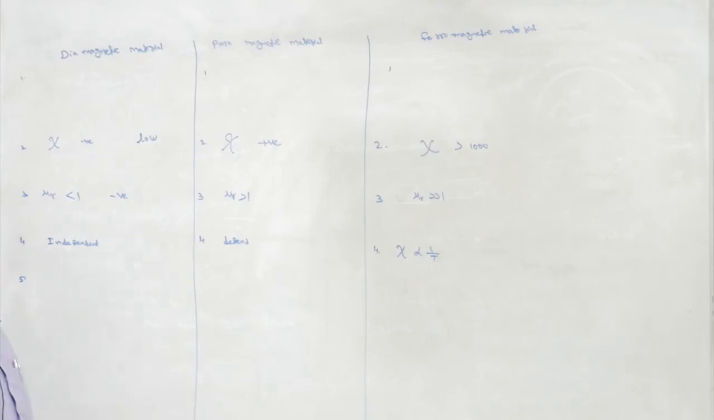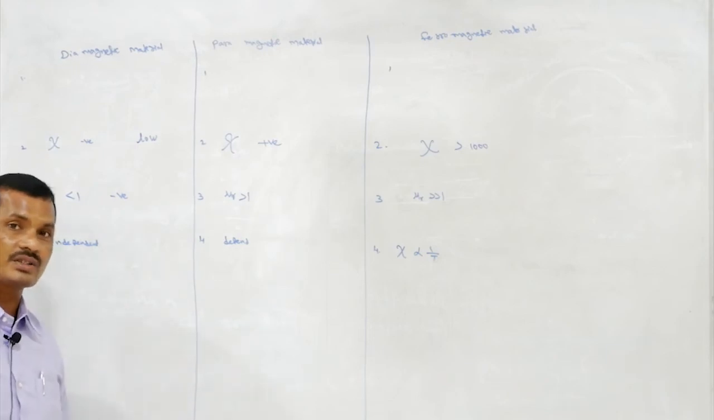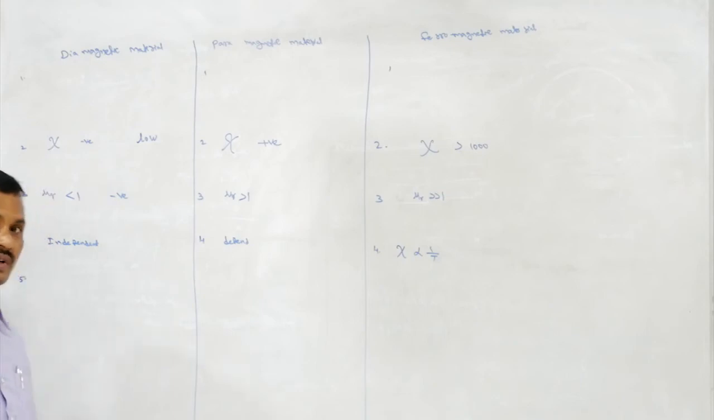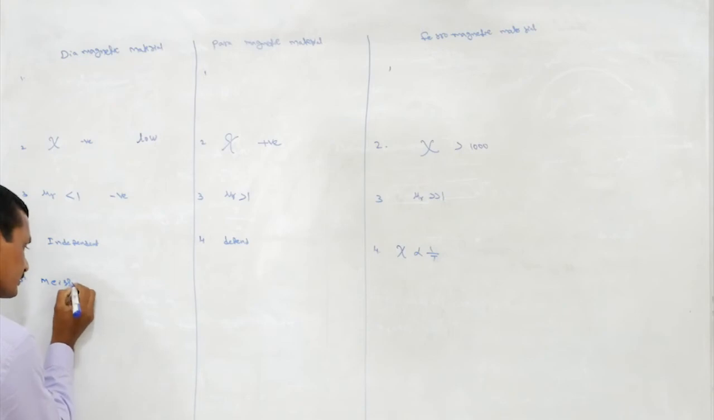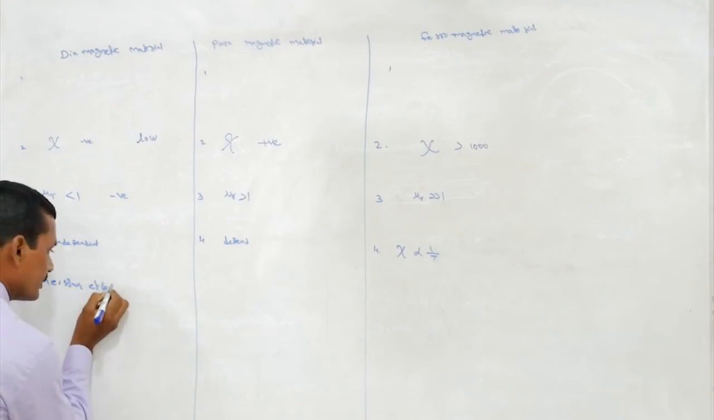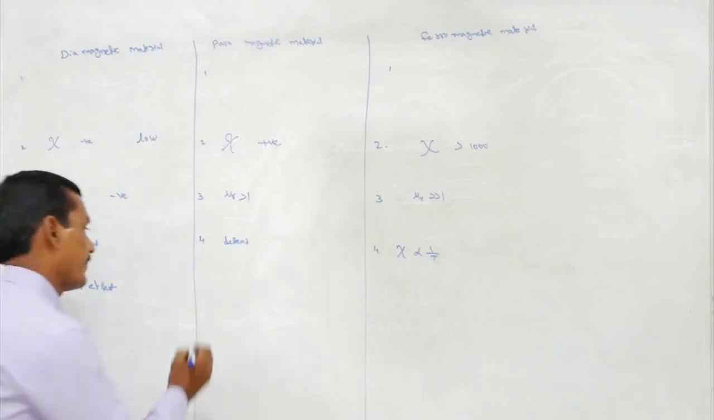For superconductors, a superconductor means a conductor through which current flows, where the resistance is zero. Superconductors are completely diamagnetic materials, and that is called the Meissner effect. Meissner effect means the superconducting material completely acts as a diamagnetic material.